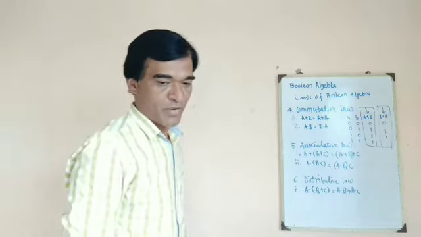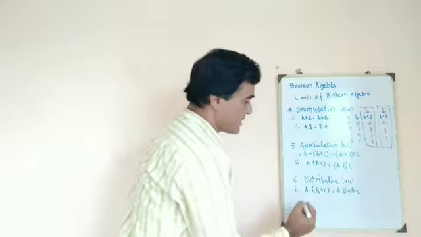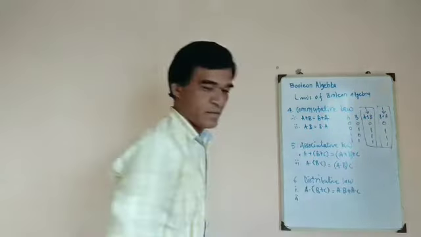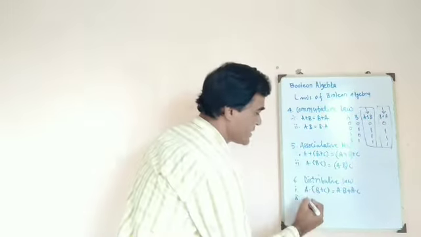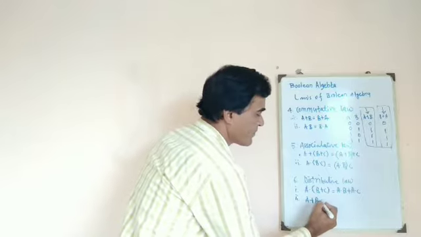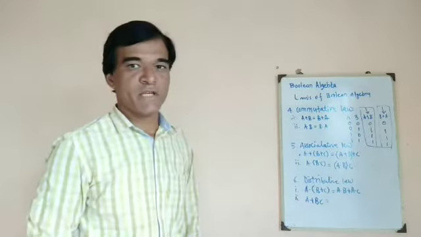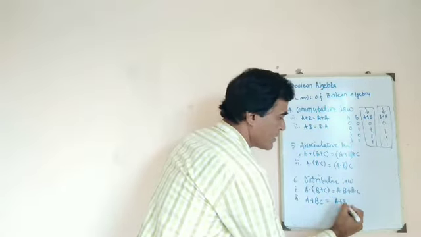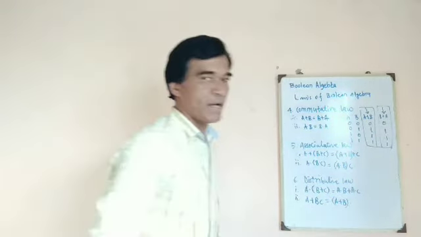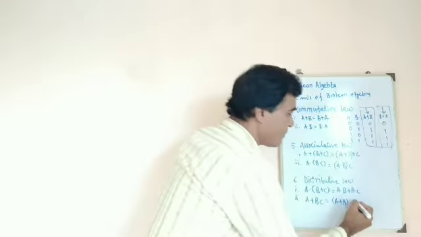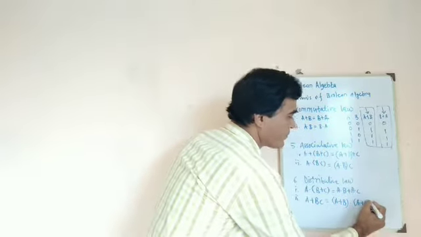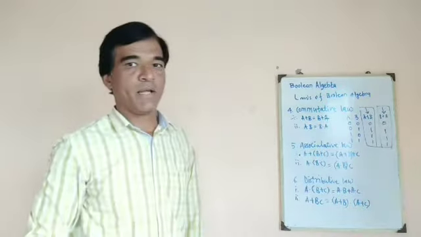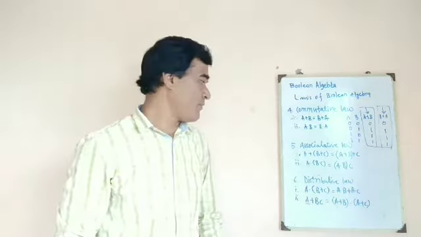Also, A plus BC, I can write this as (A plus B) multiplied by (A plus C). A plus B multiplied by A plus C. This is the second law in distributive.